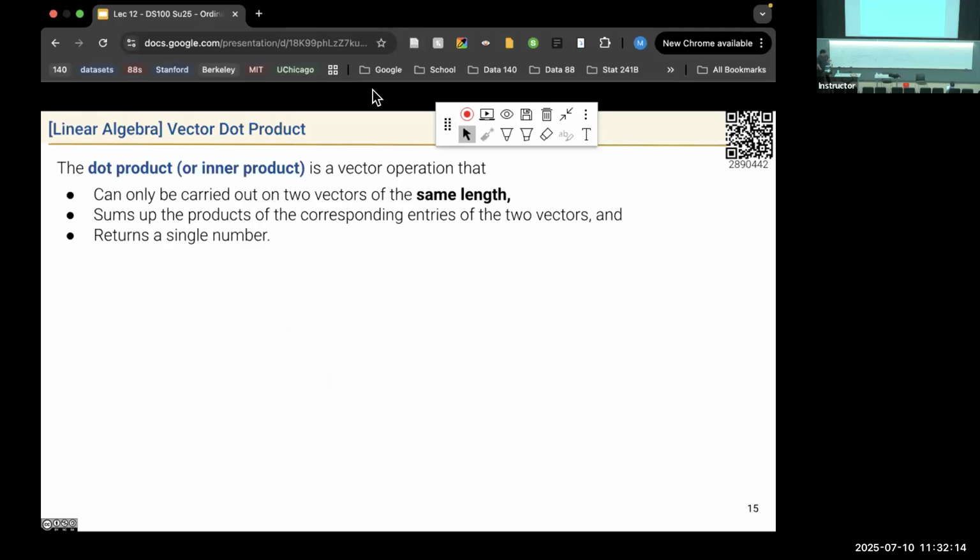Okay, so for example, I have two vectors here, u and v: 1, 2, 3, and 1, 1, 1. If I want the dot product of these two vectors, this is u dot v, or the dot product between u and v.